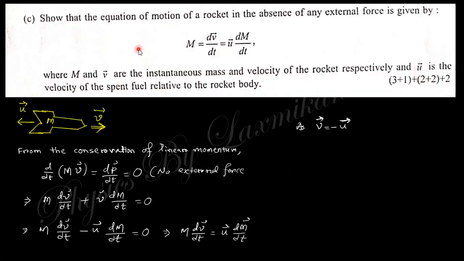Okay, next question says, the equation of motion of a rocket in the absence of any external force is given by this, where m and v are the instantaneous mass and velocity of the rocket respectively, u is the velocity of the spent fuel relative to the rocket. So from the conservation of linear momentum, the mass into velocity total equals this one, and this equals 0. If you differentiate these two parts, you will easily obtain this relation.